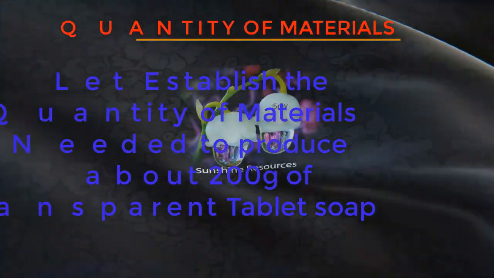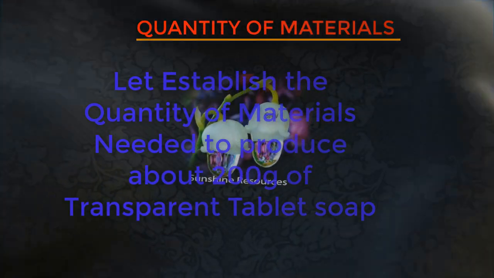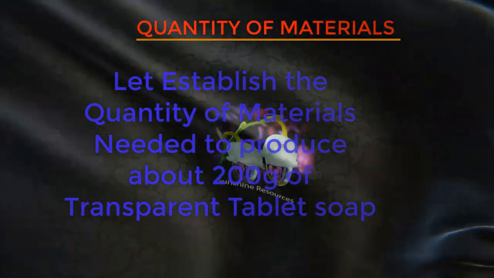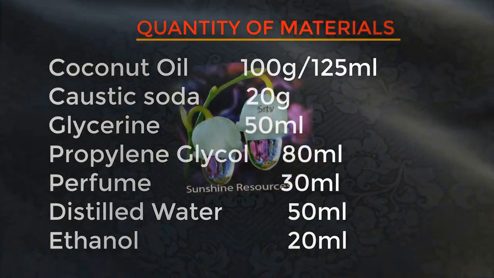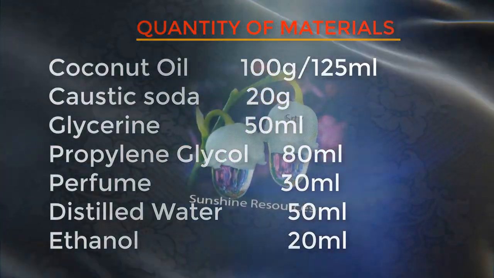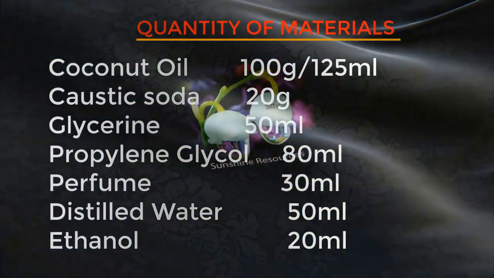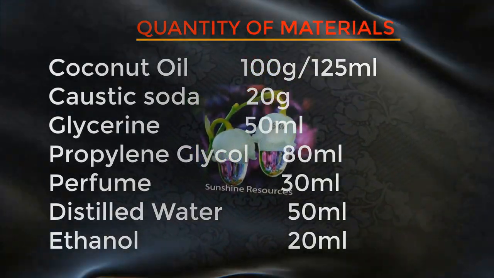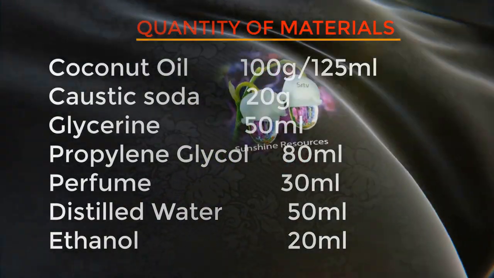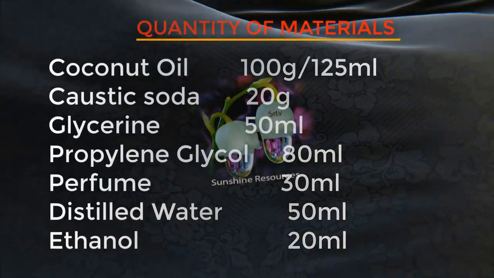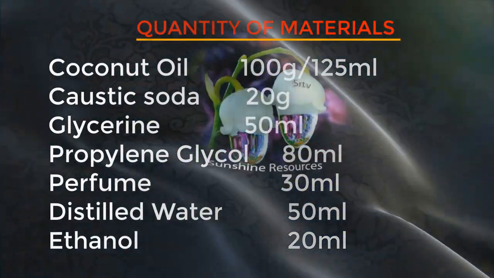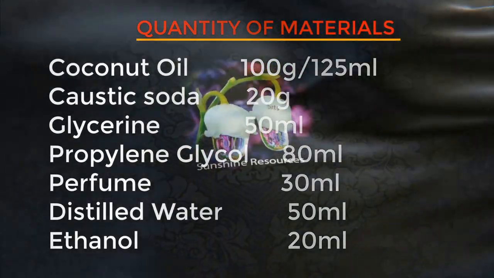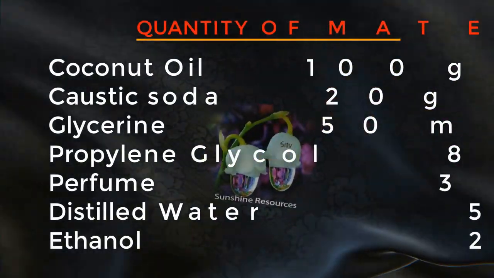Now let's establish the quantity of materials needed to produce about 200 grams of transparent bar soap. Coconut oil, 100 grams, which is 125 ml. Caustic soda, 20 grams. Glycerin, 50 ml. Propylene glycol, 80 ml. Perfume, 30 ml. Distilled water, 50 ml. And ethanol, 20 ml.